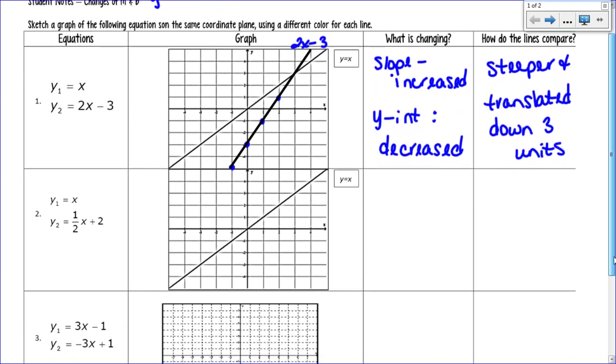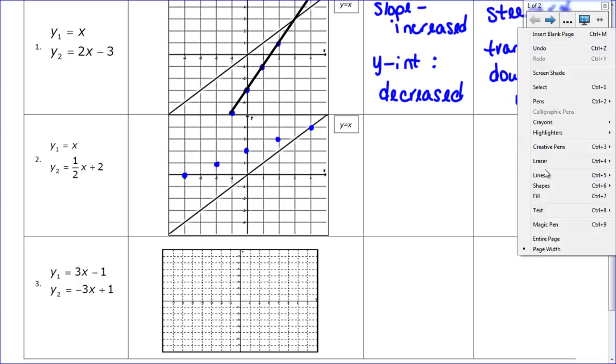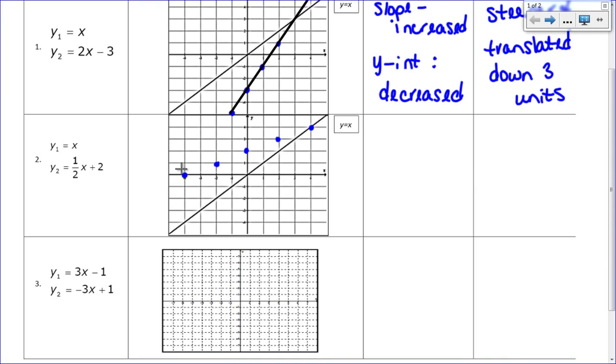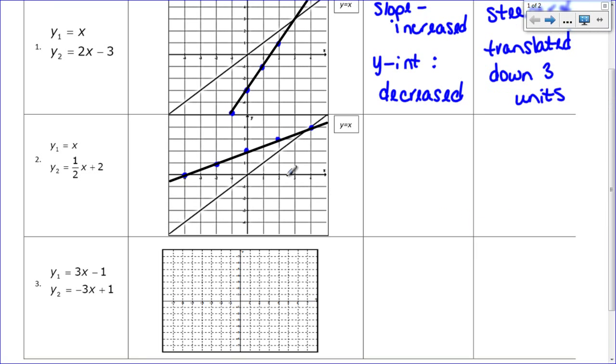So let's look at the next one, number 2. I've got my parent function, y equals x, already graphed, and then I have 1/2 x plus 2 that I need to graph. So I'm going to start at 2, which is my y-intercept, and then my slope is 1/2, so I'm going to go up 1 and over 2, up 1 and over 2. And I will connect them and make a line. And so there's my new one. So this is the 1/2 x plus 2.